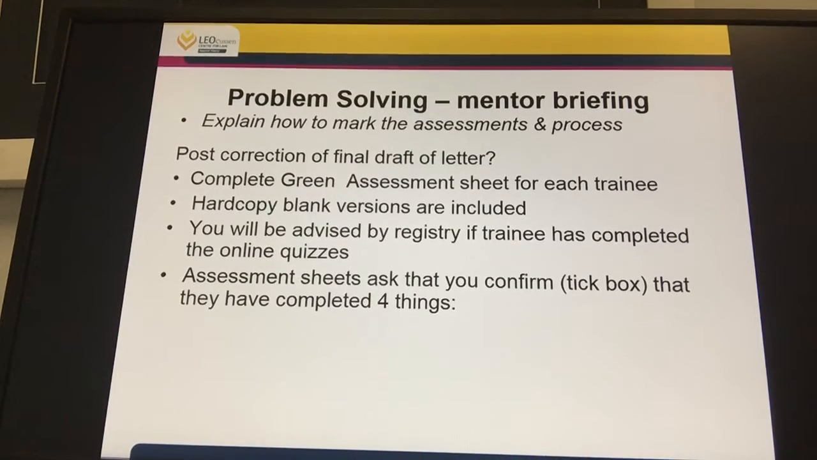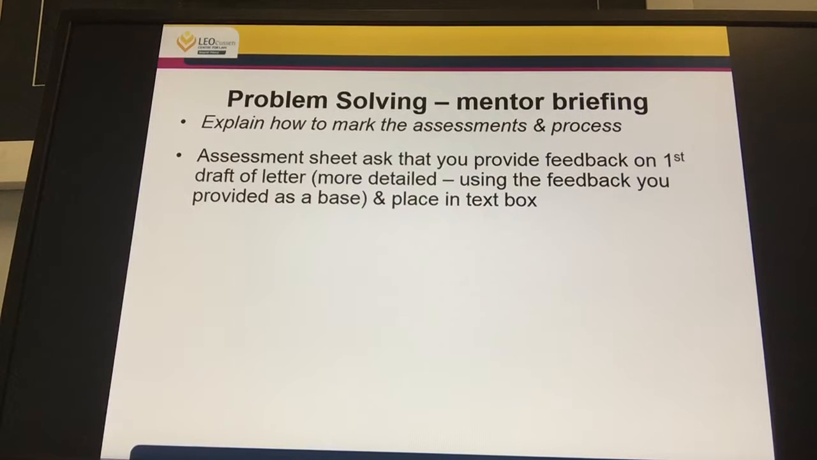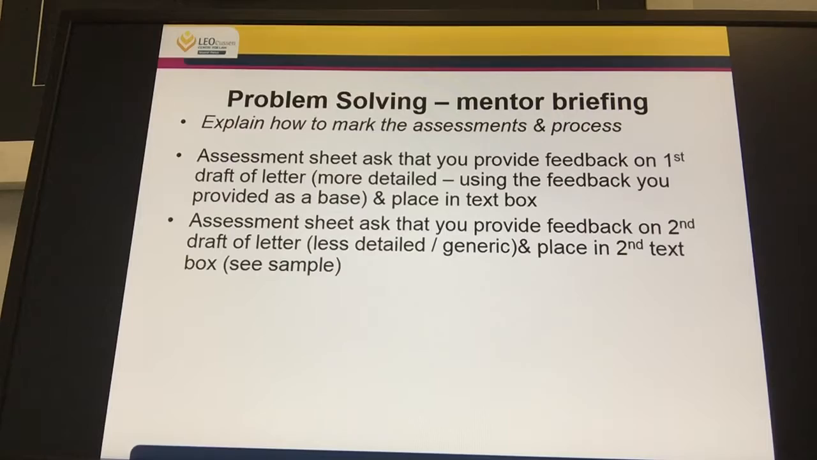The assessment sheets ask that you confirm that they've completed four things: first and second drafts, performance criteria sheet, and reflection and review sheet. The assessment sheet asks that you provide feedback on the first draft of their letter. So I would suggest that you simply use the feedback you did on the first draft, hopefully in soft copy, and just place it in the text box. That's certainly what I've done in the past.